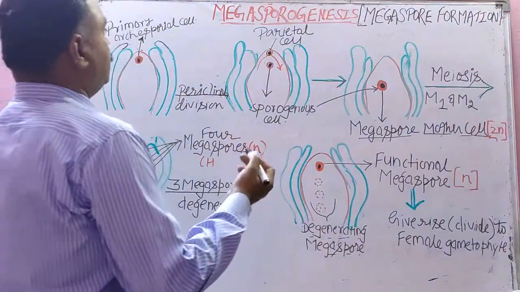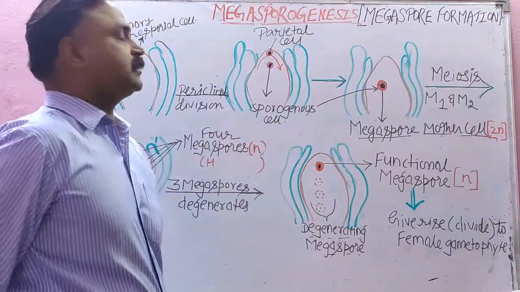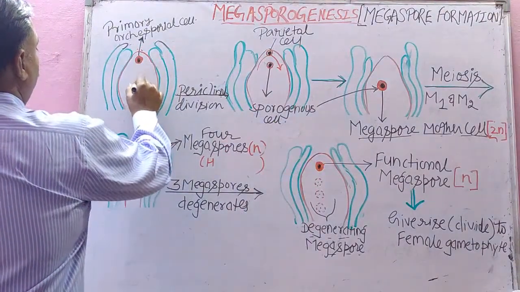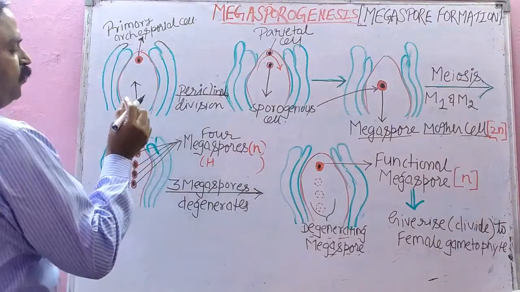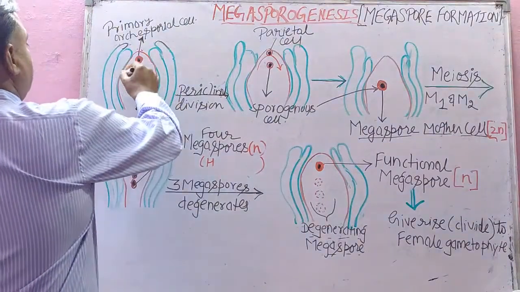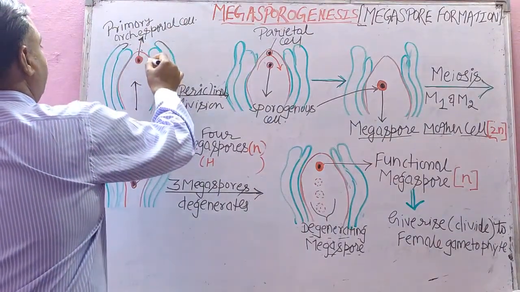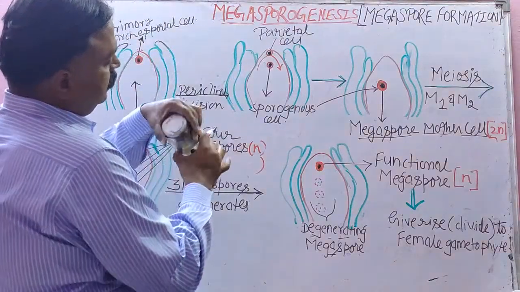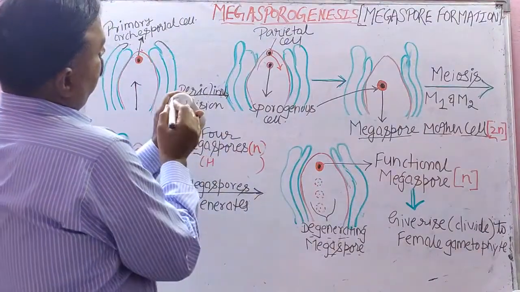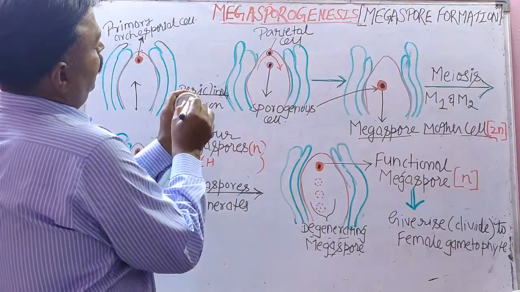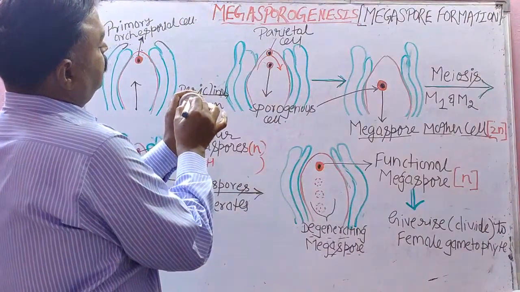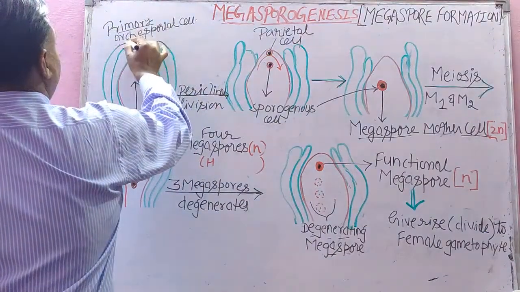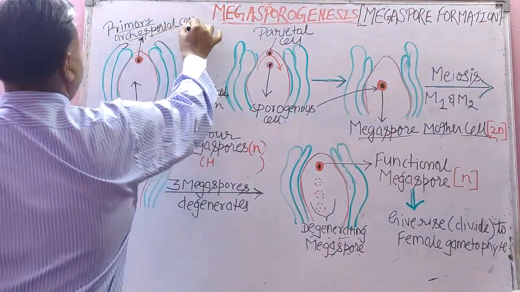How does the megasporogenesis proceed? How does it start? Student, see, this is your immature growing ovule, very small, and these are the epidermal layer, and below this is the hypodermal layer. In the hypodermal layer, some cells become differentiated from others and form archesporial cells.